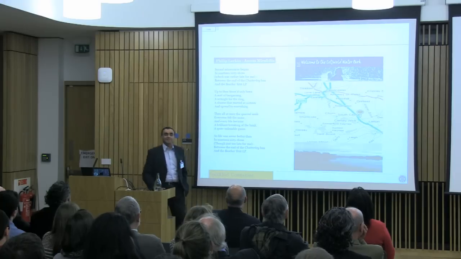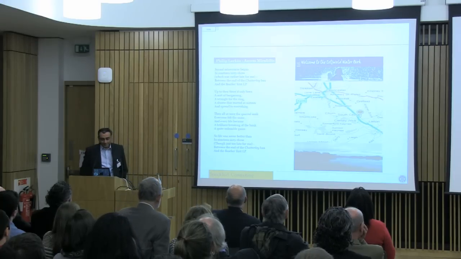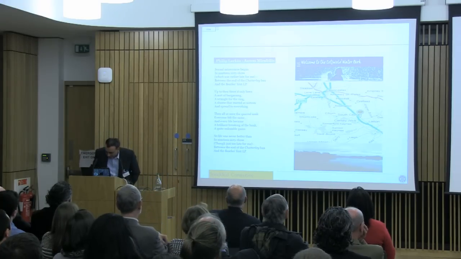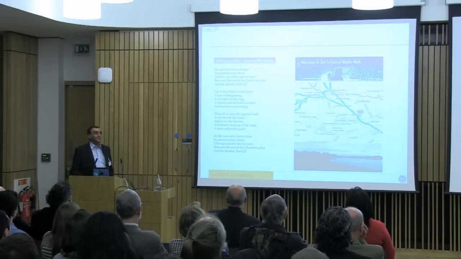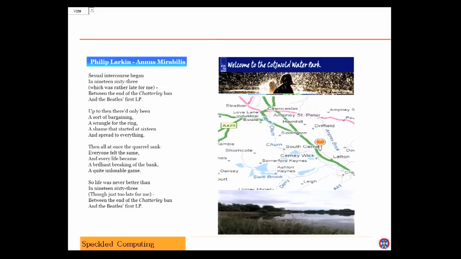So people have asked me, where did speckled computing come from? Where does the name come from? The annus mirabilis for us was 2002. It wasn't 1963, it was 2002 for us. This gets a bit personal, but 2002 was the year when the four collaborators first met in the Far East somewhere.